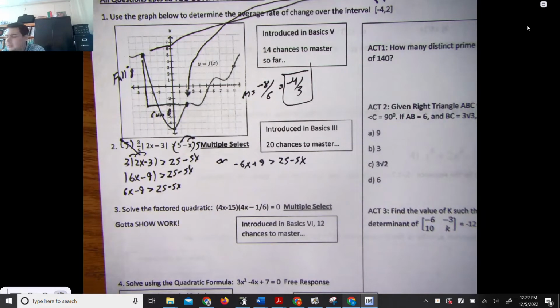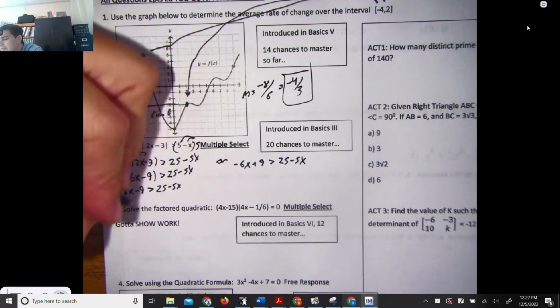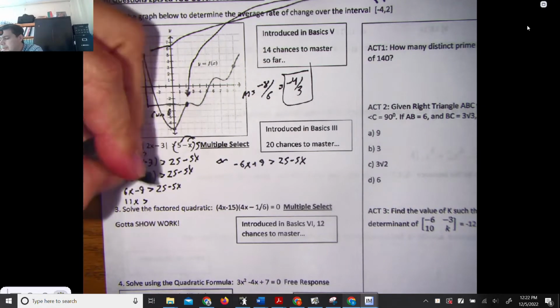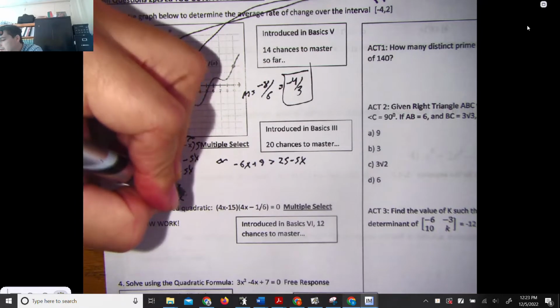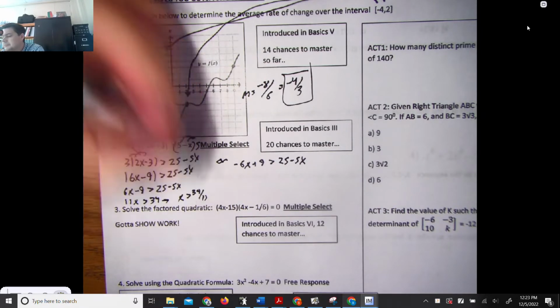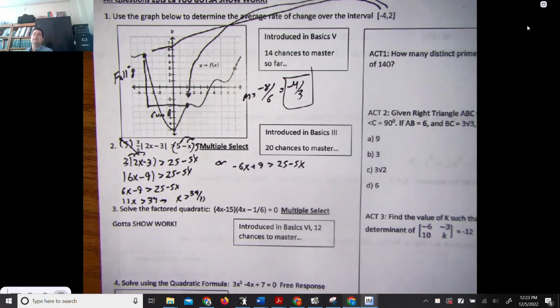X is on one side, numbers on the other. 6x and 5x makes 11x. 25 plus 9 is 34. Divide by 11 and x is greater than 34 elevenths. That's how hard it is, okay?